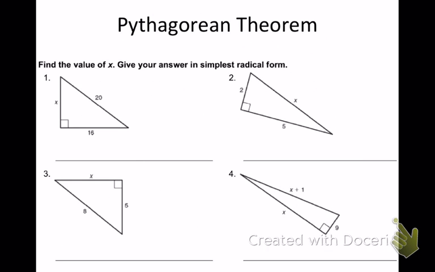So let's talk through a couple problems here. Number 1. It says find the value of x. Give your answer in simplest radical form. Okay? Do I have the hypotenuse in this problem? Yes. So I'm going to say x squared plus 16 squared equals 20 squared. Well, what's 16 squared going to give me?